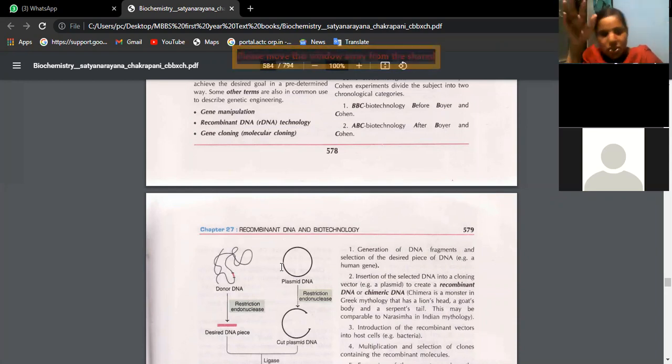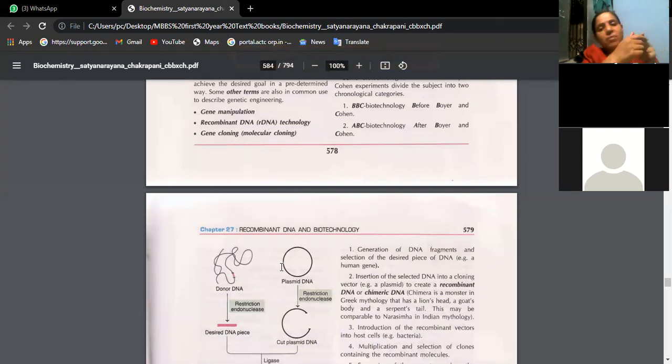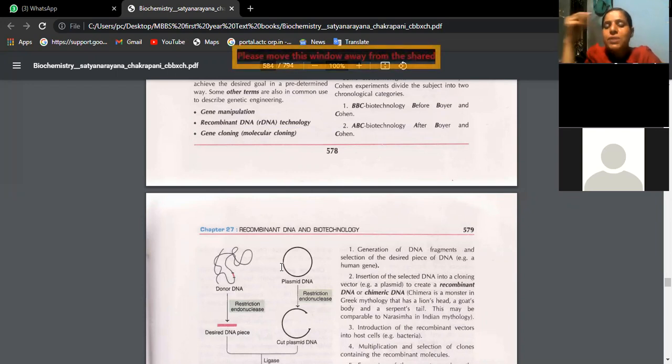In a bleeding disorder like hemophilia, the person will continue to bleed without any stop. Generally we see it only in males. Color blindness is also seen only in males. So there are certain genetic disorders because of defective genes.